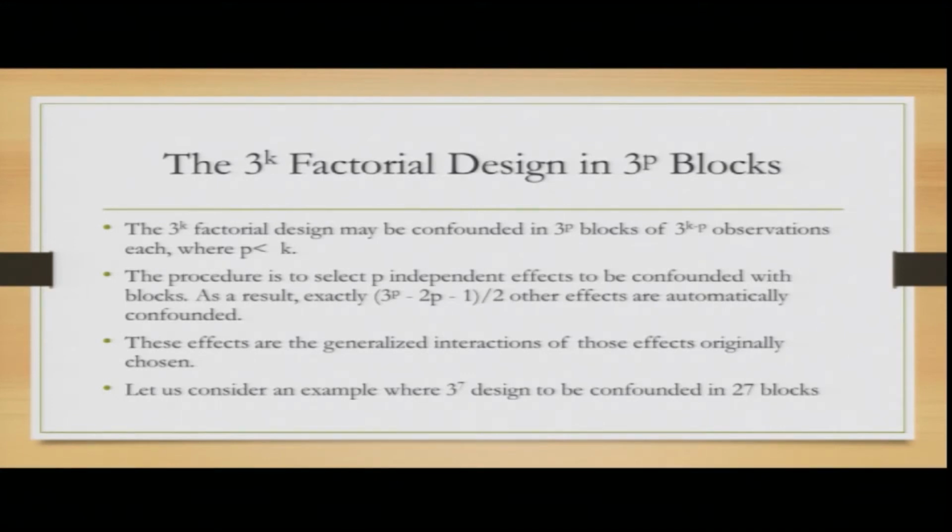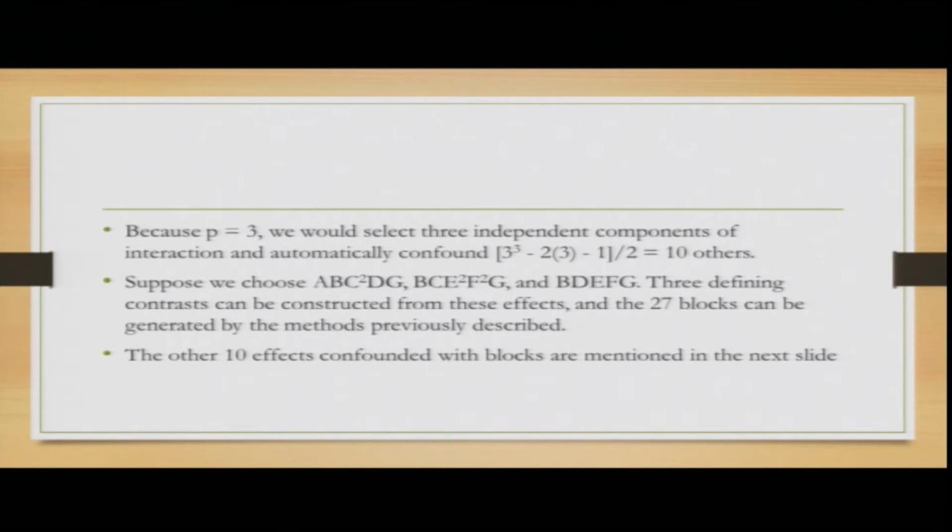So, let us consider an example with a 3^7 design to be confounded in 27 blocks. 27 would be 3 to the power 3: 3 into 3 into 3, 9, 9 into 3, 27. So, the total number of variables k is 7, and blocks would be designed as 3 to the power 3, so p is 3. Because p is 3, we should select 3 independent components of the interaction not automatically confounded. The others which would be confounded would be (3^3 minus 2p minus 1) divided by 2, so 2 into 3 is 6, minus 1, divided by 2, gives you 10. So, the total of 10 are confounded automatically.